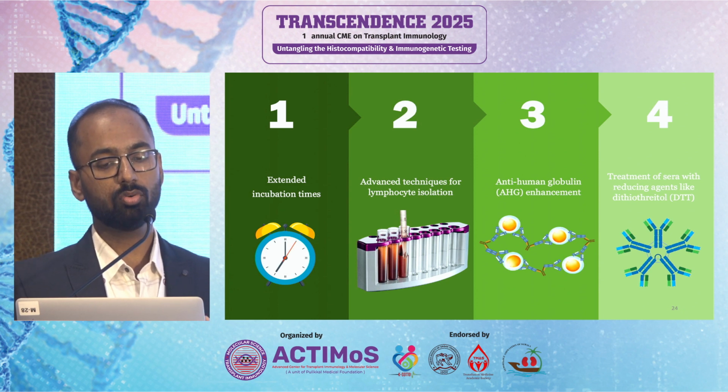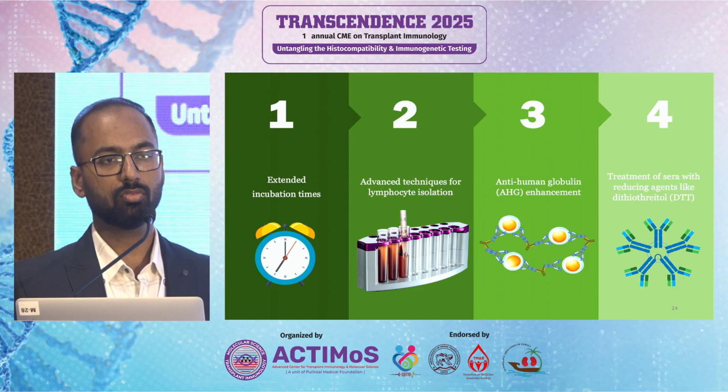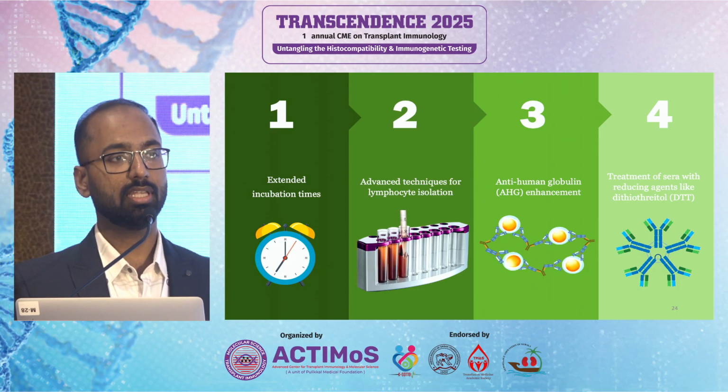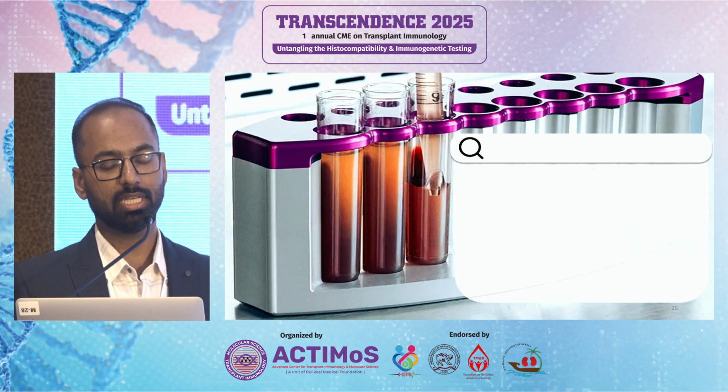Then we have a few advancements or modifications in cell isolation. We use magnetic bead based methods, so that we have good quality lymphocytes. Then, as told earlier, we use anti-human globulin to enhance the sensitivity. And we use DTT to differentiate whether it is an IgM or IgG antibody.